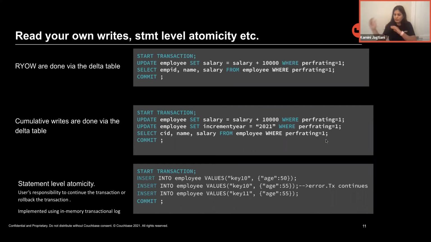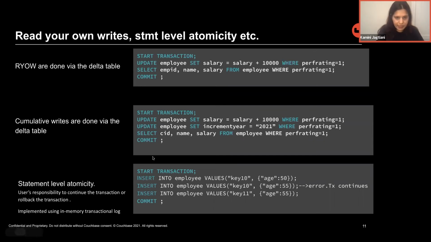So the indexing service will return all the meta IDs. It will find the meta IDs in the delta table, and then it will return the customer ID, name, and salary from there, and finally commit the transaction. So this was an example of read your own writes, which are done with the delta table. Cumulative writes or write your own writes are also done with the delta table. The third one is statement level atomicity.